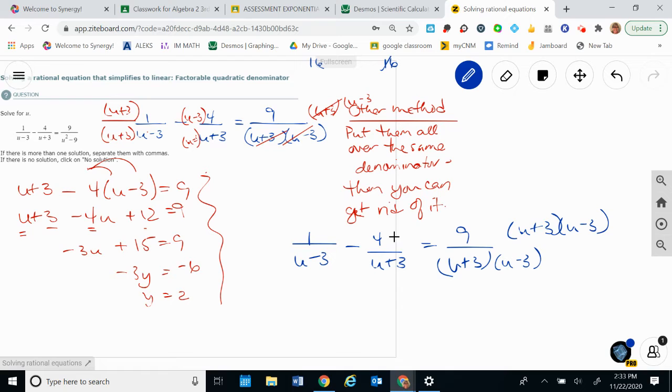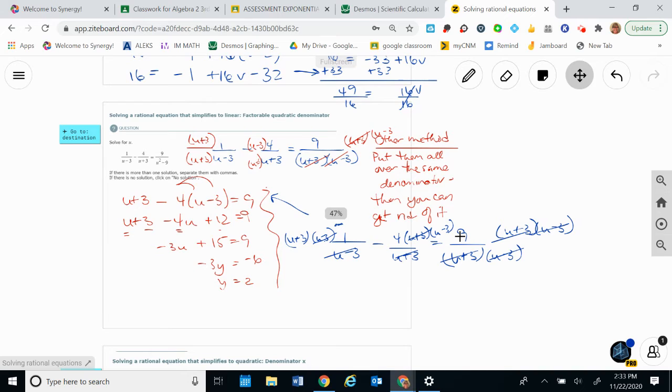Okay, so here, I'm going to multiply both of these by u plus 3 times u minus 3, times u plus 3 times u minus 3. See, I multiplied everything by the least common denominator. That cancels. This cancels. That cancels. And you end up getting that stage right there. See, 1 times u plus 3 is right there. Minus 4 times u minus 3 equals 9. Just so you see how it works out. It's not magic. It's just math.